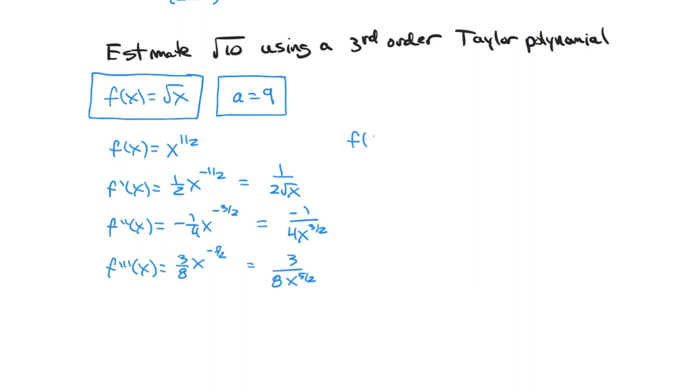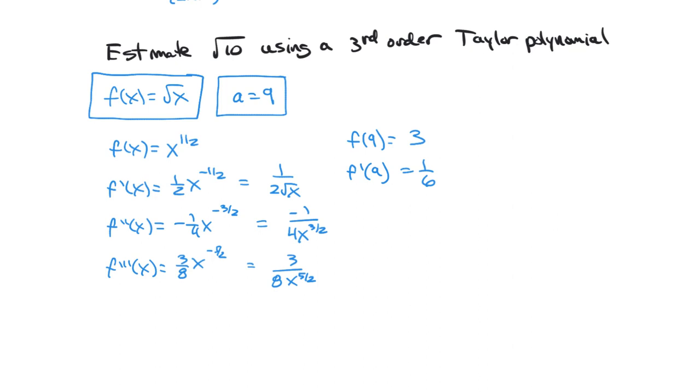So f of 9 is just the square root of 9, right? x to the 1/2, square root of 9. So that's going to be 3. We need f prime of 9. Well, f prime of 9 is going to be 1/2 times 1 over the square root of 9, right? Which is 1/2 times 1/3, which is 1/6.